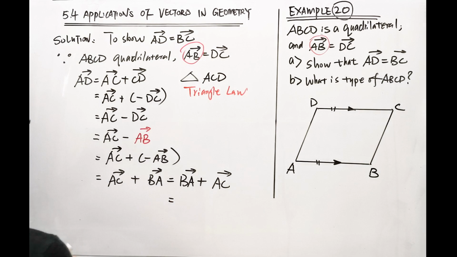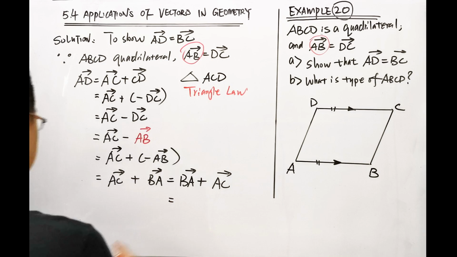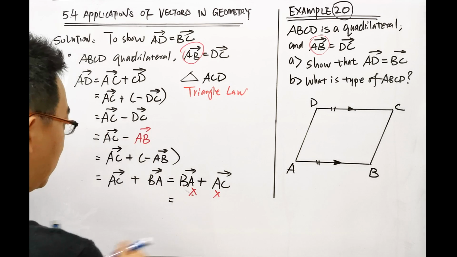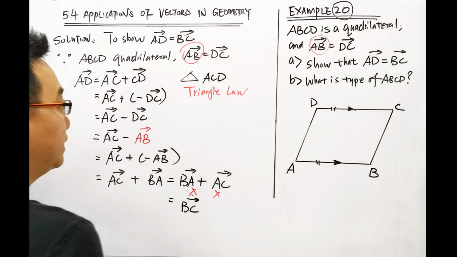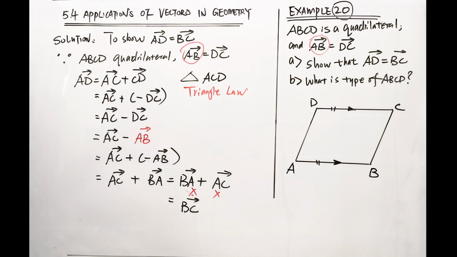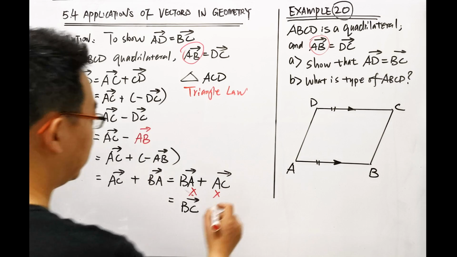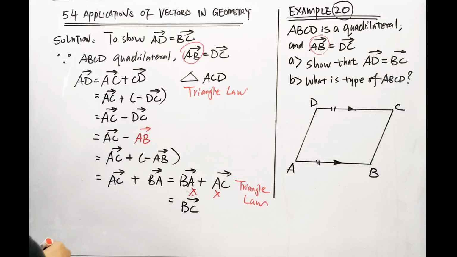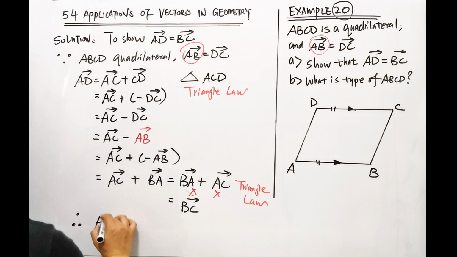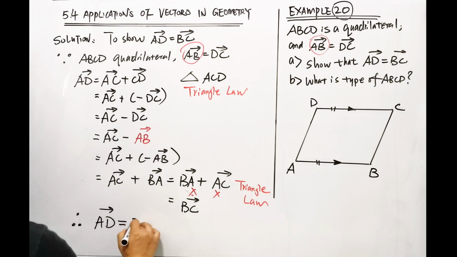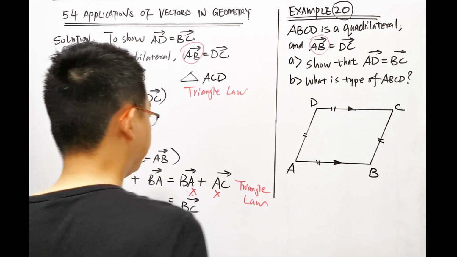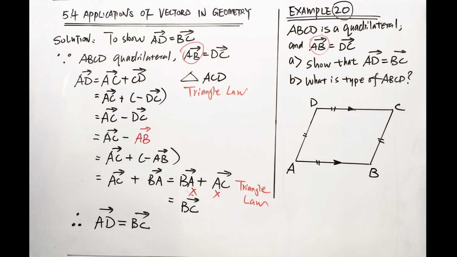So now here, can we use the triangle law? We just cancel off each other, right? What we get? BC. Can we get BC? Again, we use the triangle law. So we get an answer: AD equals BC. So we can get an answer, right? That's very straightforward.